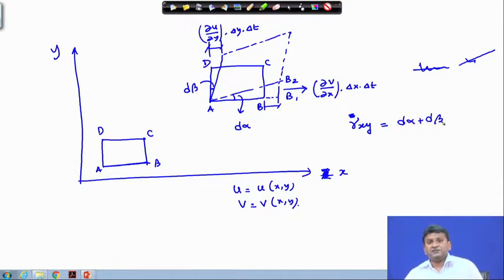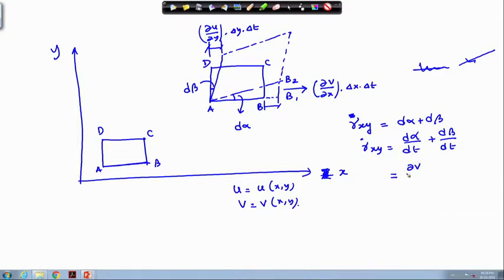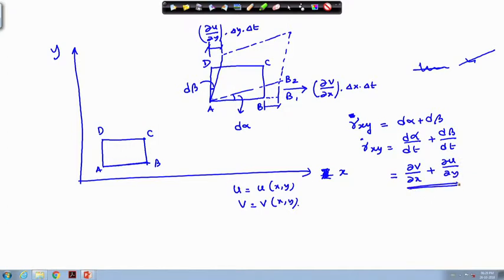But again the problem is they are functions of delta t, so they do not make much sense because they will go on changing with time. So it is important to look at the rate of angular deformation, which is d alpha dt plus d beta dt, and which you can now find out is simply del v del x plus del u del y. For this, kindly refer to the handout, it is all given out there.